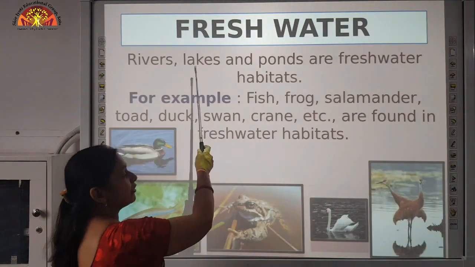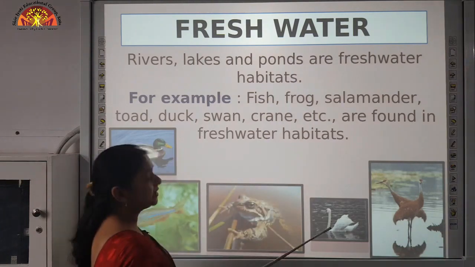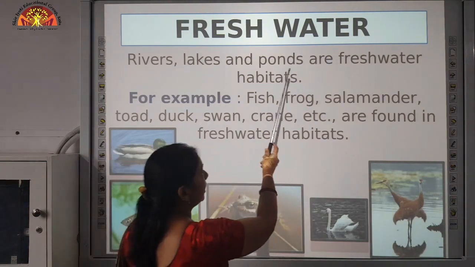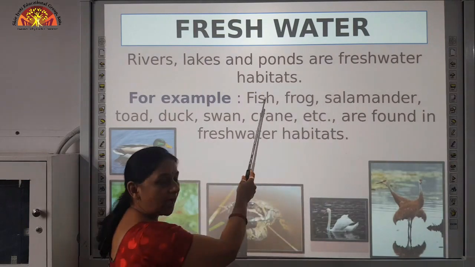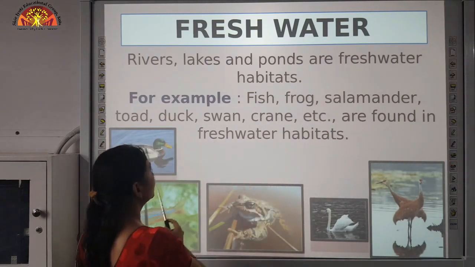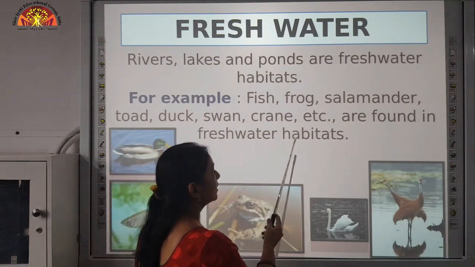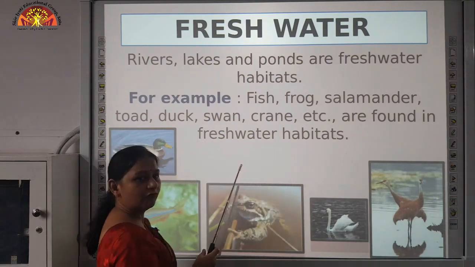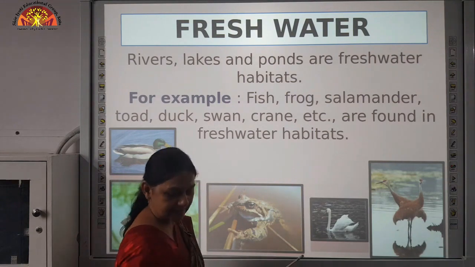Next is freshwater. What are the freshwater habitats? The rivers, the lakes and ponds are the freshwater habitats, and fish, frog, salamander, toad, duck, swan, crane, these are found in freshwater habitats.